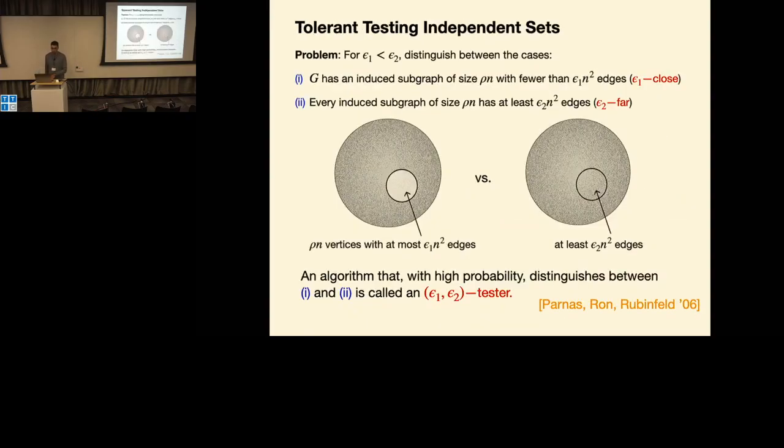This motivates the idea of tolerant testing, which was introduced by Parnas, Ron, and Rubinfeld for really any testing problem, but of course we're just going to look at the independent set problem. Now we have an epsilon 1 and an epsilon 2 parameter, and we want to distinguish between the case that the graph is epsilon 1 close, which means that we have some rho n vertices that form a sparse subgraph, from the epsilon 2 far case, which is the same as before. Any algorithm that can distinguish between these two cases, we'll call an epsilon 1, epsilon 2 tester.